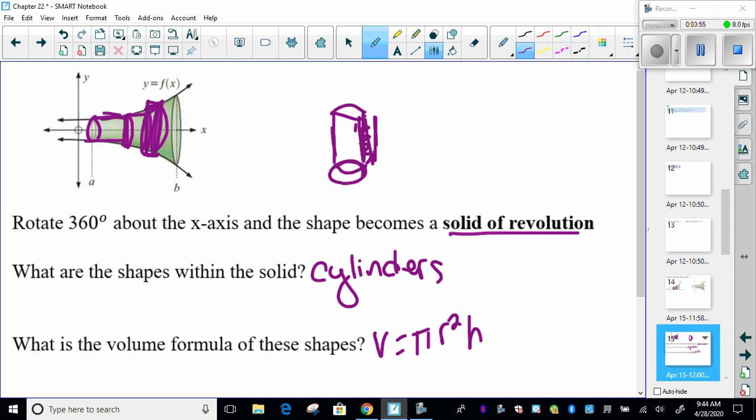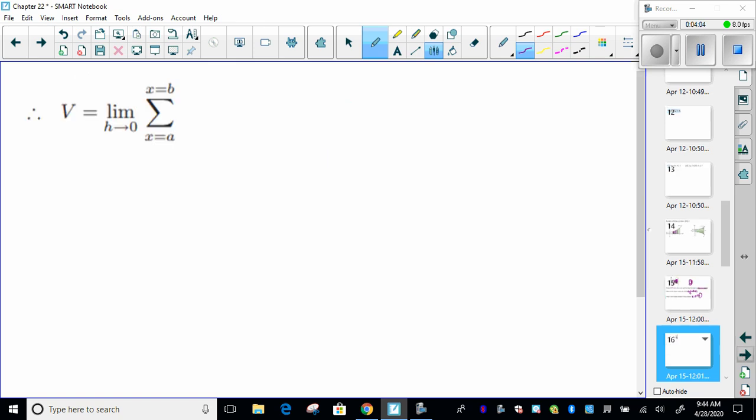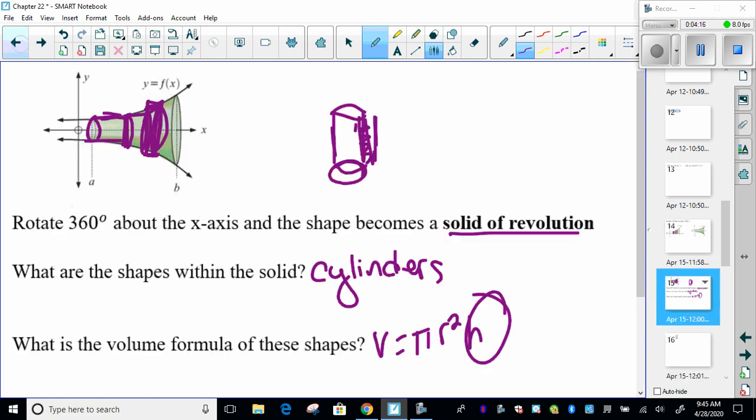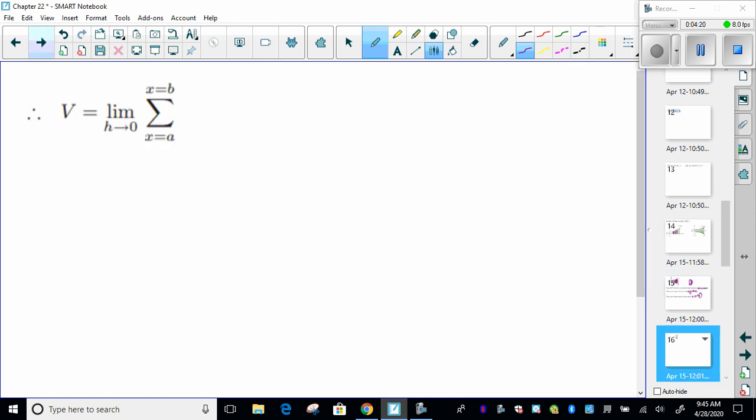So that's how we find the volume of a cylinder. But again, we want that height to be pretty much nothing. So when we find the volume, we're looking at the limit as h approaches 0, the limit being what happens as it gets super, super close, from a to b. Those are the endpoints, so that's like from here to here. So the formula is pi radius squared times h.